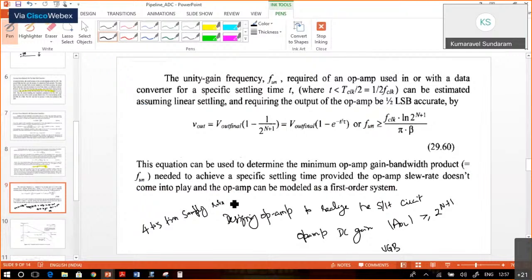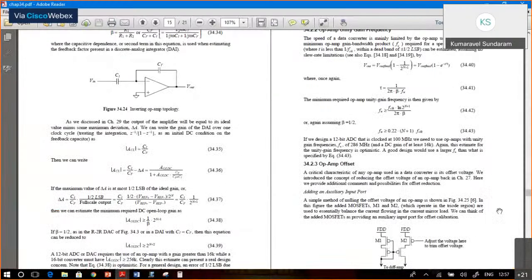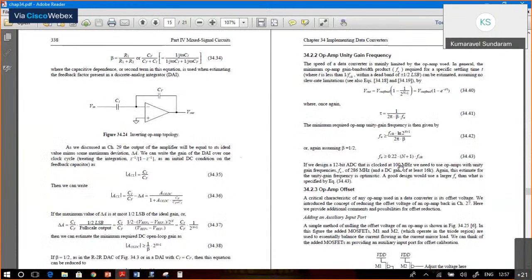4 to 5 times the sampling rate should be your unity gain bandwidth. These specifications you can see in Jacob Baker's CMOS Circuit Design and Layout, in the mixed signal circuit section, where you will find them.